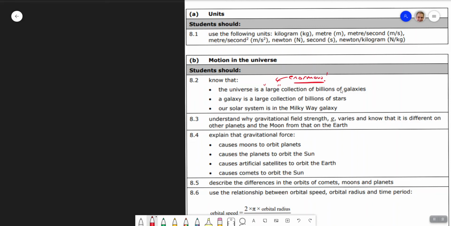Okay, a collection of billions of galaxies. A galaxy is a collection of billions of stars, and our solar system is in what we call the Milky Way galaxy. So that's home. Those are the sort of terms you need to know, sort of multi-choice.